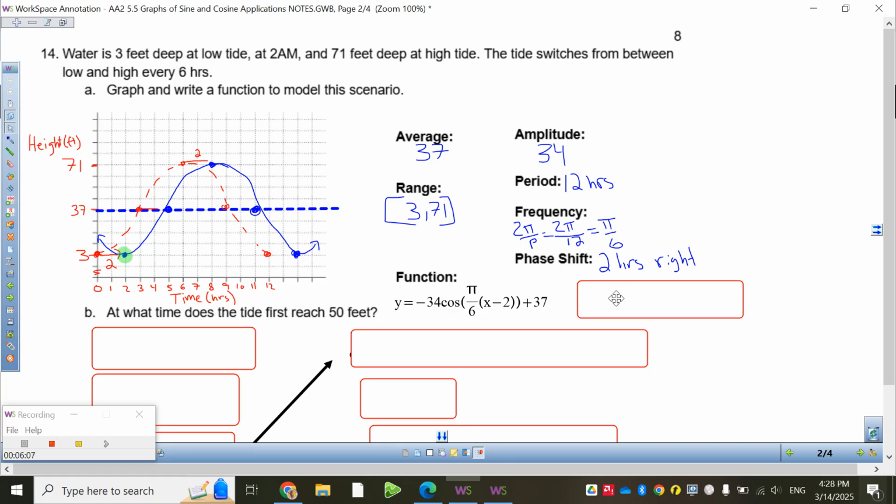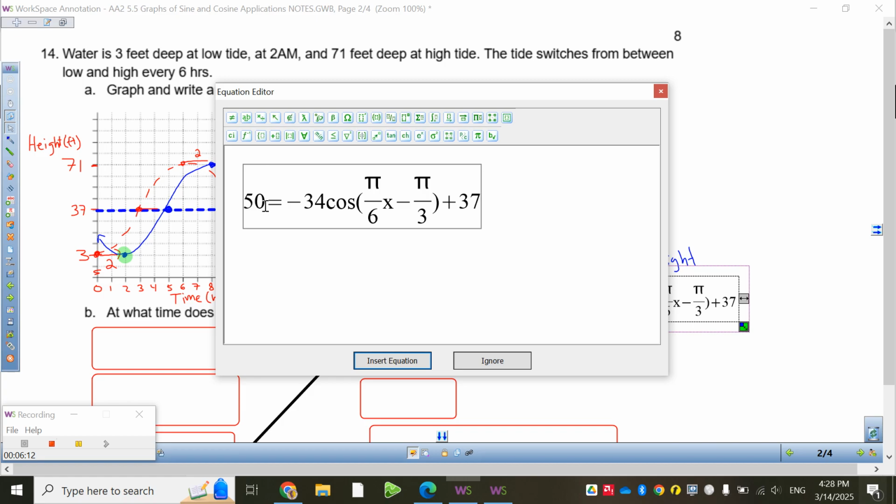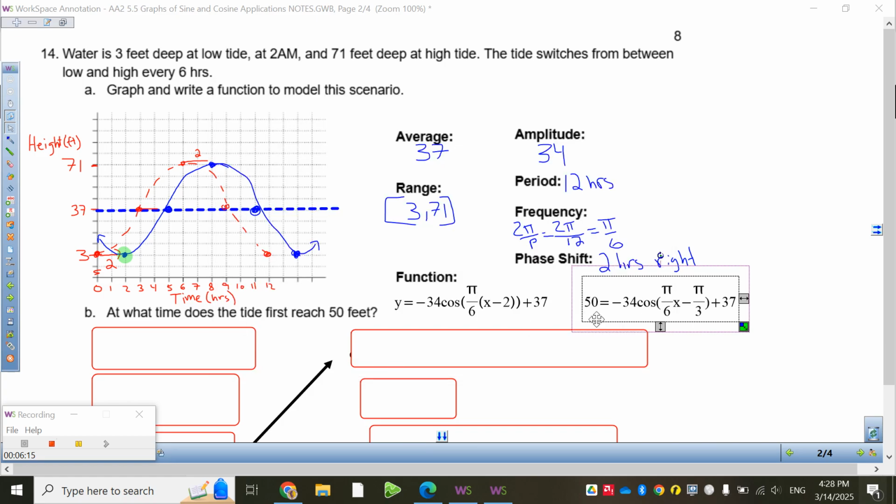and it's got all the other pieces that we need here. Okay. Now, if we expand this, we would be able to write it in a slightly different way. And the slightly different way that we can write it is y equals negative 34 cosine of pi over 6x. So that's just foiling, that's just distributing out this piece, minus pi over 3. And that's just pi over 6 times 2 gives us pi over 3. And then we see our average value plus 37 at the end. So those are 2 clear ways that we could write this function.